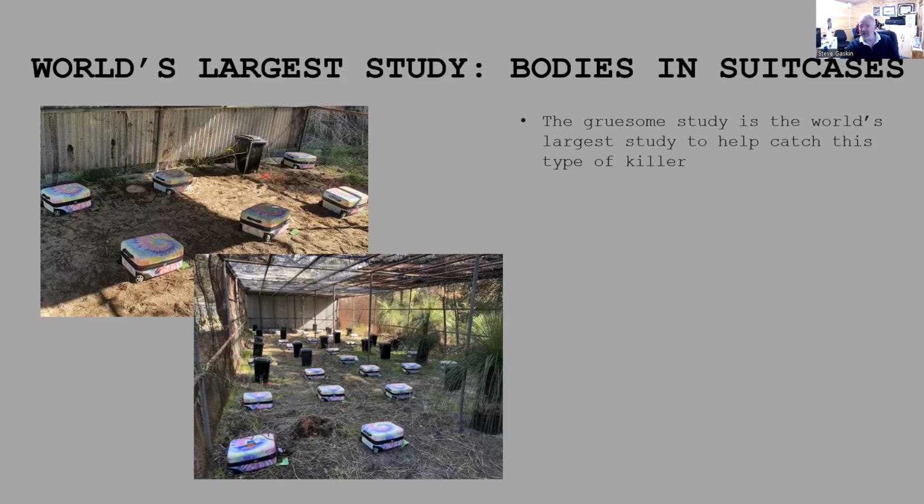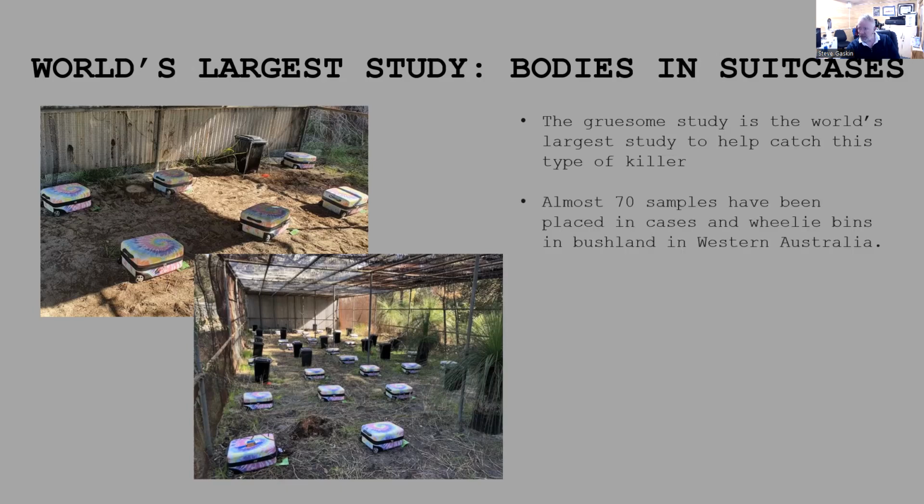And it wouldn't have been in the interests of the experimenters had there not been an incremental rise in this particular method of murdering someone. Almost 70 samples have been placed in cases and wheelie bins. You see them here in bushland in Western Australia.